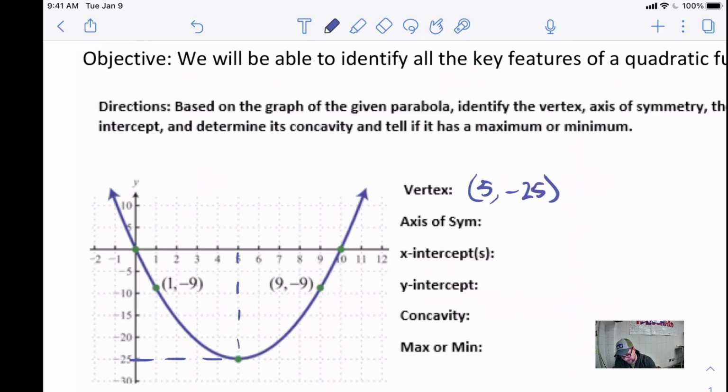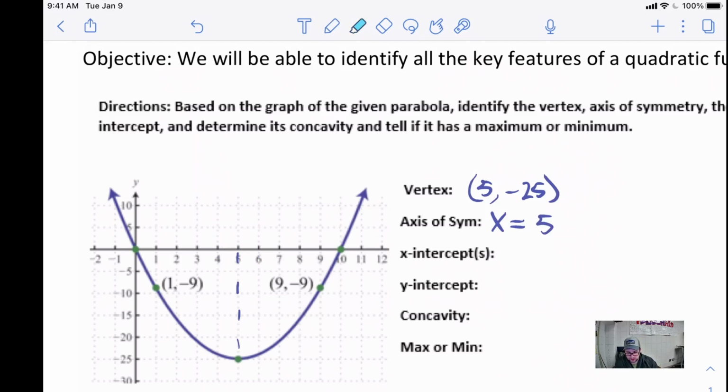negative 25. Now, for our axis of symmetry, if you remember, the axis of symmetry is that dotted line upon which, if you were to fold the parabola, it would land right on top of itself. Now, whenever we do this, our axis of symmetry is always going to be x equals a number, and the number is just whichever number that our line passes through. So in this situation, it passes through 5, so we're going to say x equals 5.